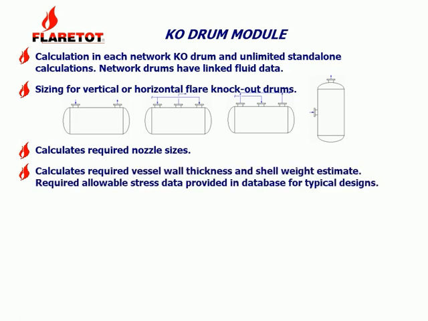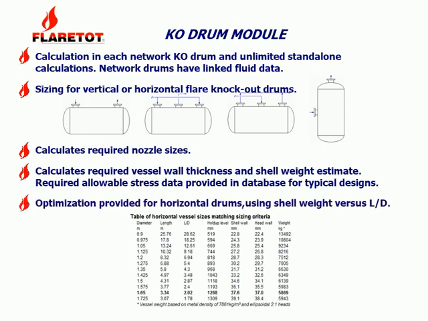The calculation provides an estimate of the required vessel thickness and shell weight. This estimate is derived from basic mechanical and design data. A database of typical allowable stresses is provided, so that it is easy to define the mechanical design parameters. For horizontal KO drums, a table of shell weight against the length to diameter ratio is generated. This allows a near optimum vessel cost to be selected, since there is a strong correlation of weight to cost.